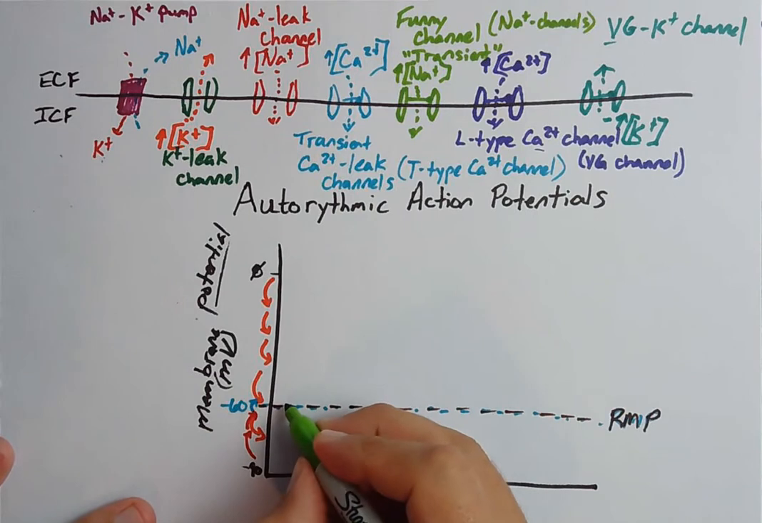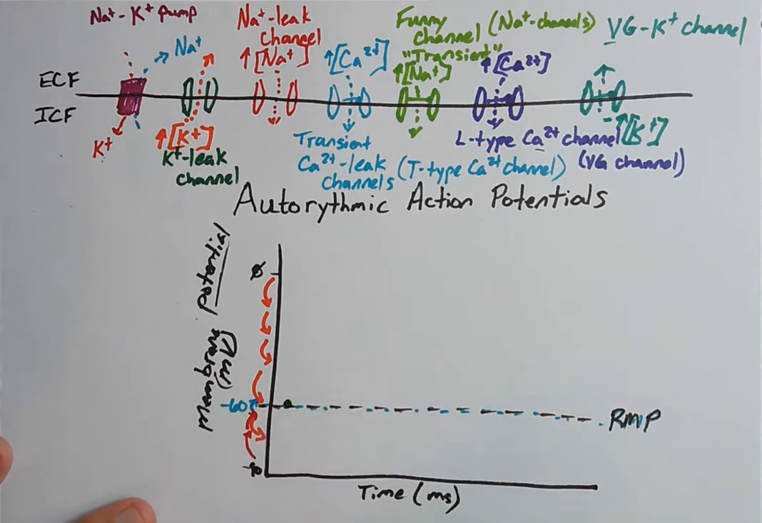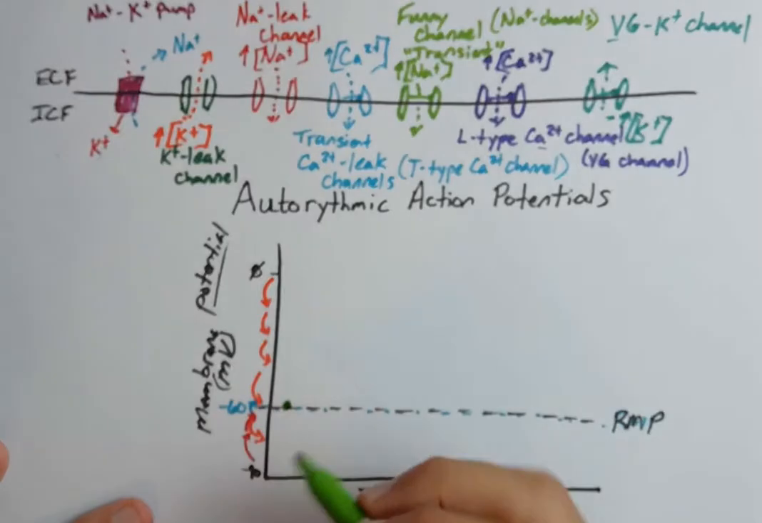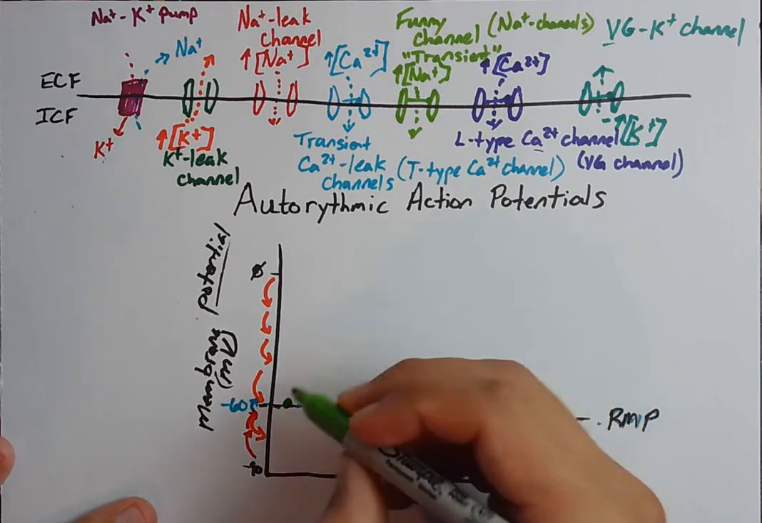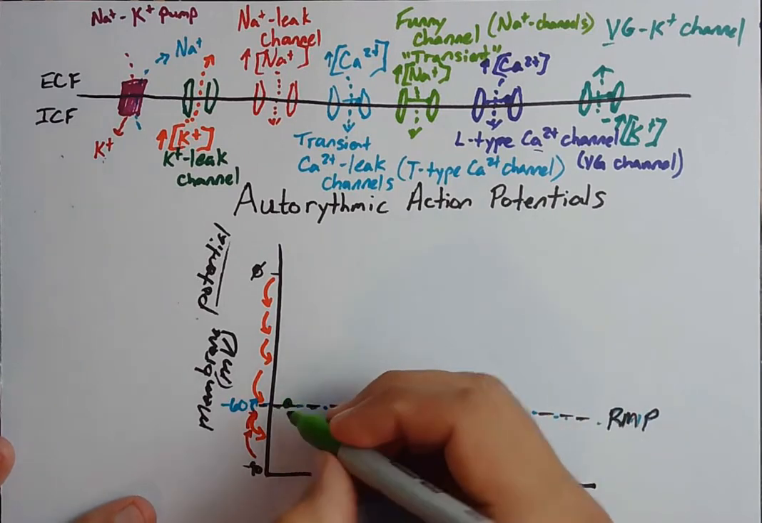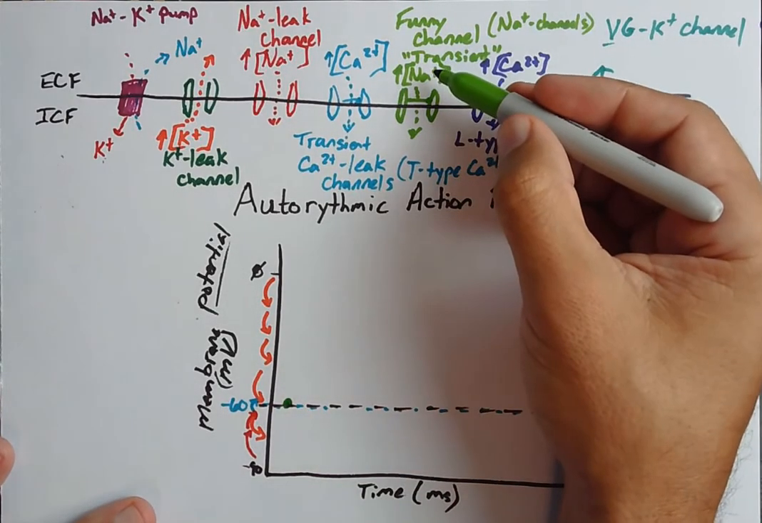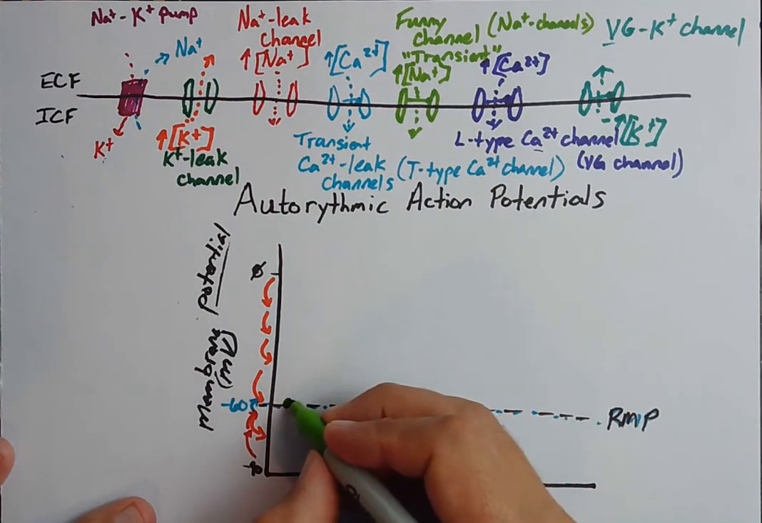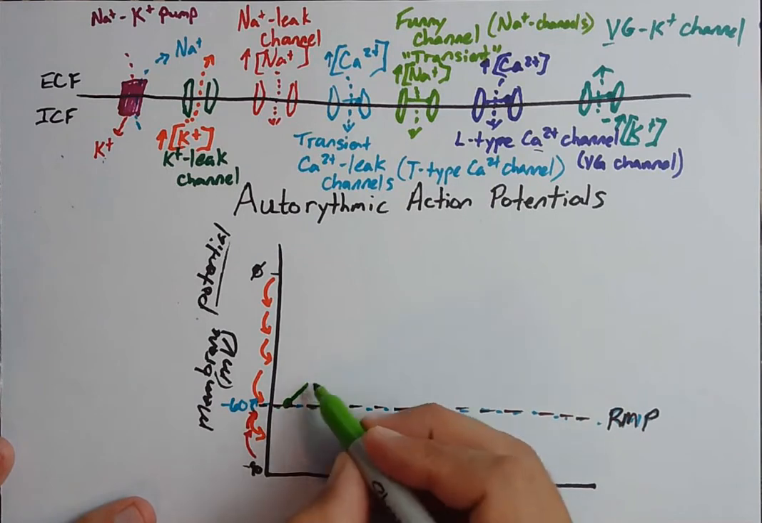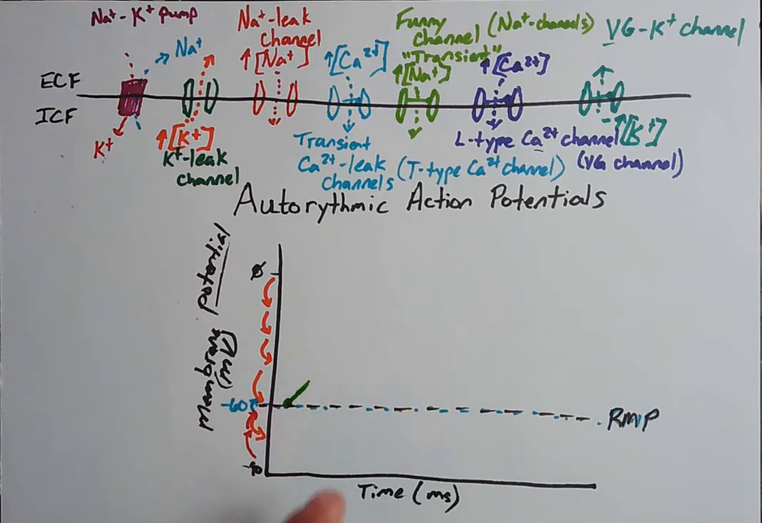So what is the first channel that's open at resting membrane potential? The funny channels. Let's do that again. What is the first channel that's open at resting membrane potential? It's the funny channels. And as the funny channels are open, what ion can move where? Well, when funny channels are open, sodium gets to enter the cell, right? So we draw that in with a slight depolarization. As sodium enters, the inside of the cell becomes relatively more positive than it was before.